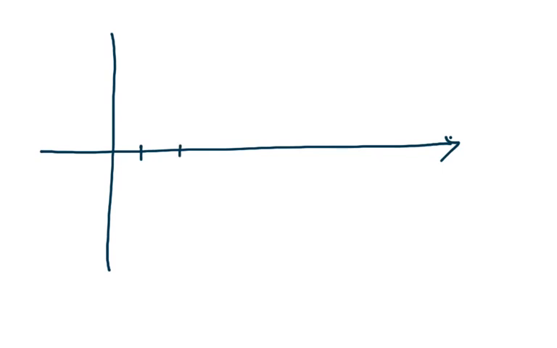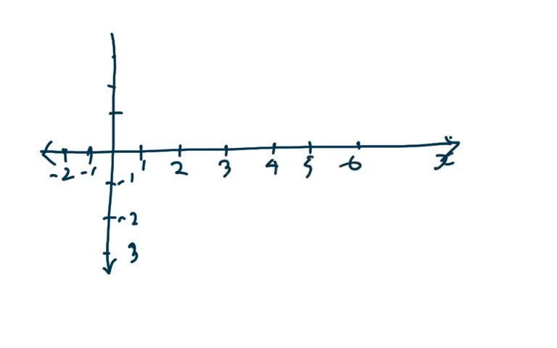Again, 1, 2, 3, 4, 5, 6. 1, 2, 3. 1, 2, 3. That would be negative 1, negative 2, negative 3, and 1, 2, 3, 4, 5, 6. This is the x-axis. That is our y-axis. That would be 1, 2, 3. Now we are given a rectangle like that.